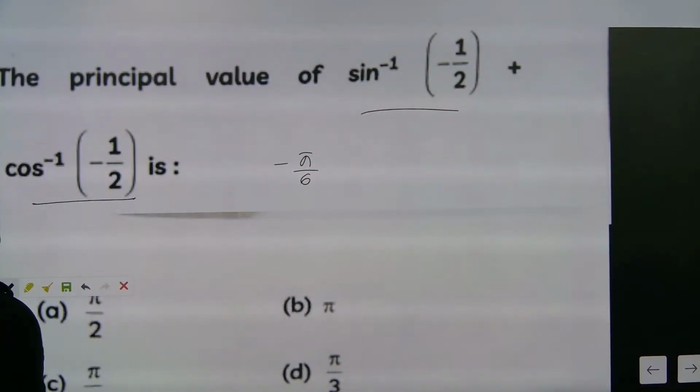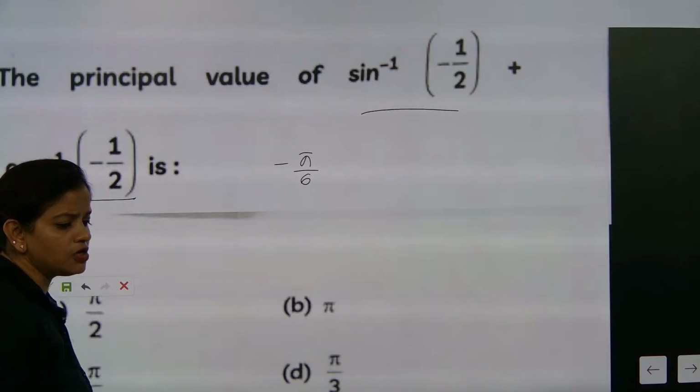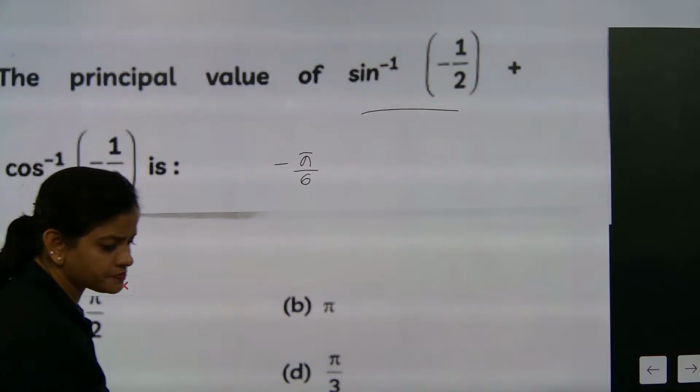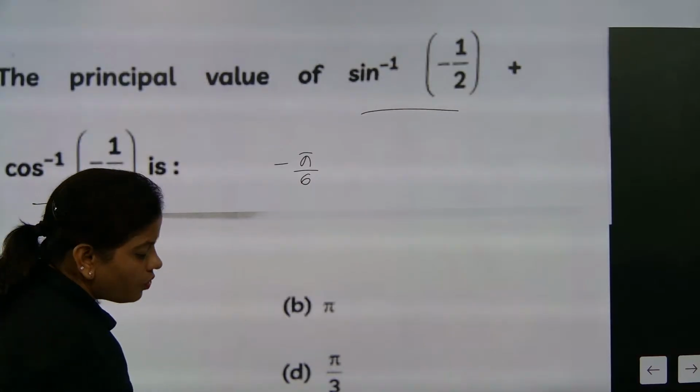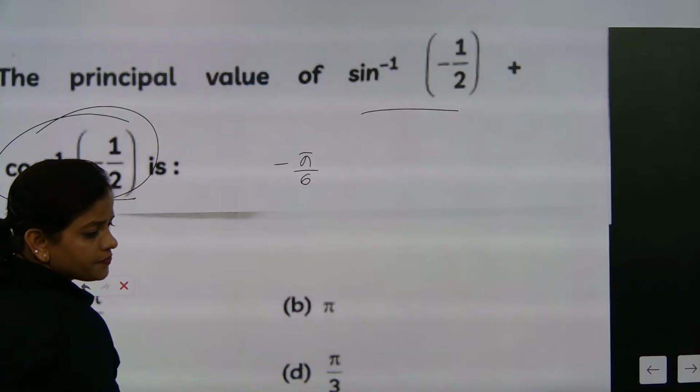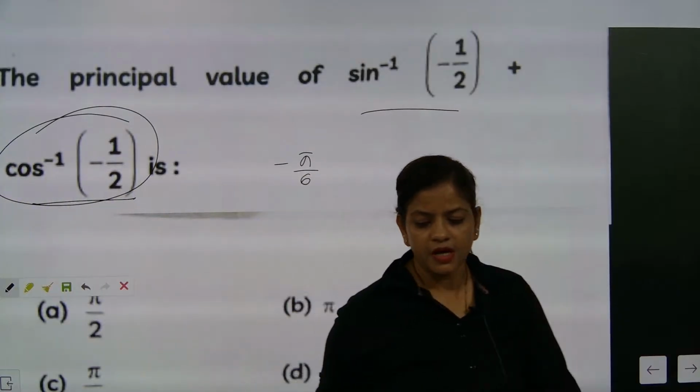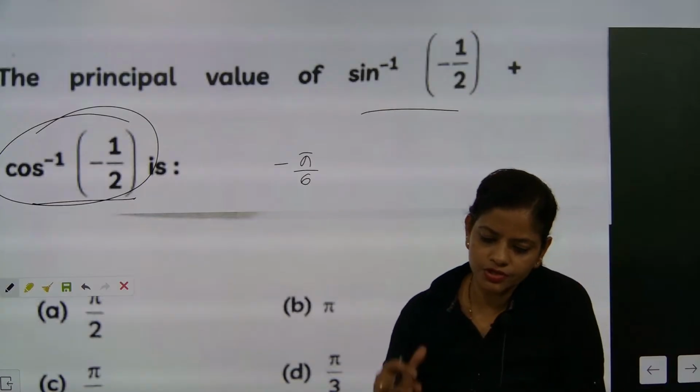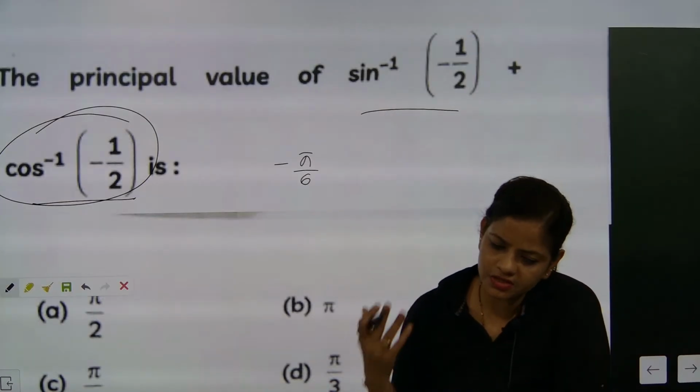And this one will become cos inverse of minus theta. What is the formula for cos inverse of minus theta? Understood? What is the formula for cos inverse of minus 1 by 2, beta? Can anybody tell me? See, I am going to teach you one single format. If you use that format, it will be done.